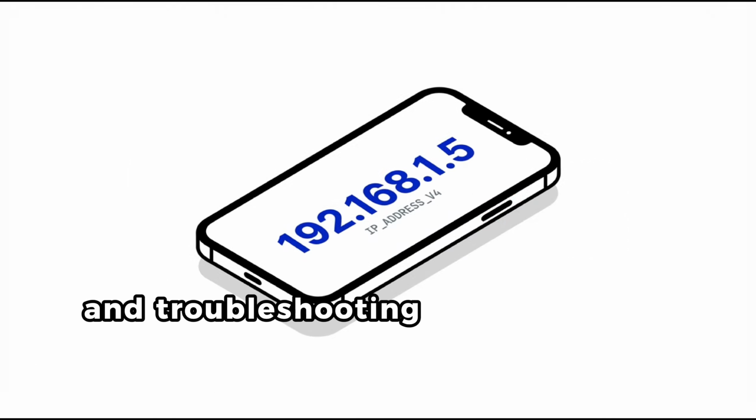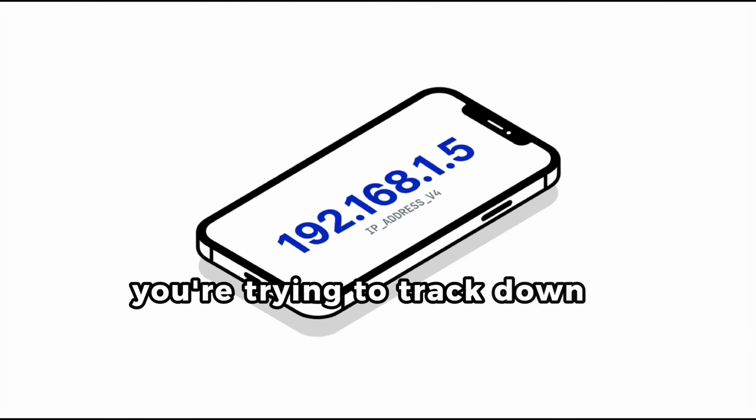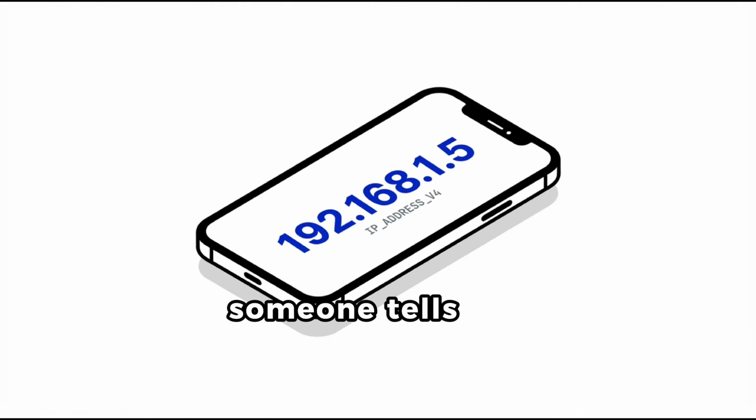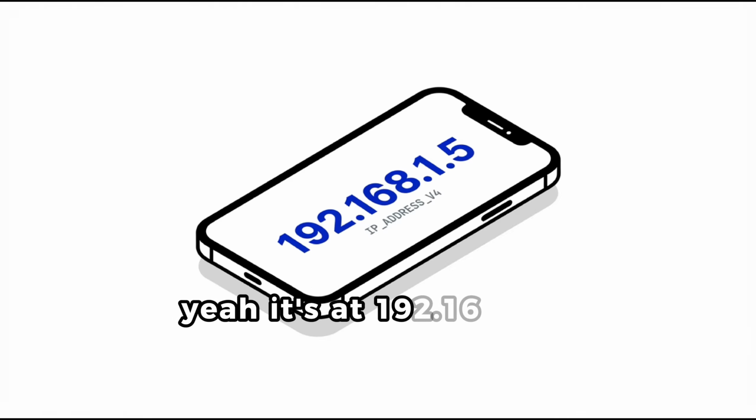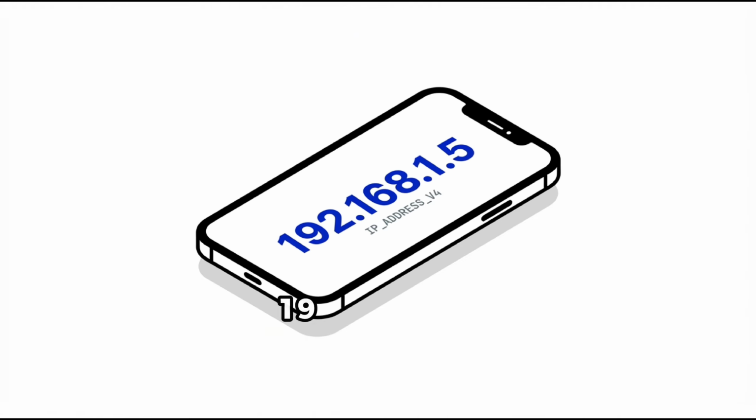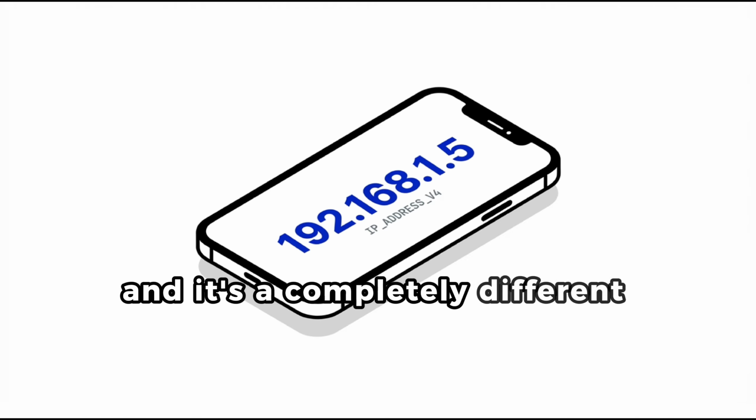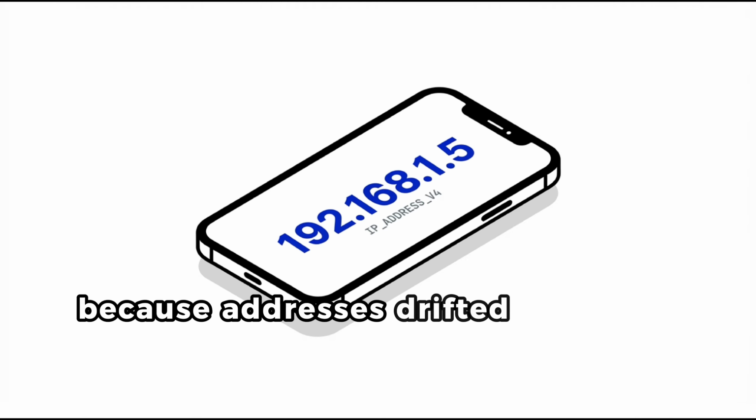And troubleshooting, forget about it. You're trying to track down a problem device. Someone tells you, yeah, it's at 192.168.1.55. You go looking for 192.168.1.55, and it's a completely different device now, because addresses drifted overnight.